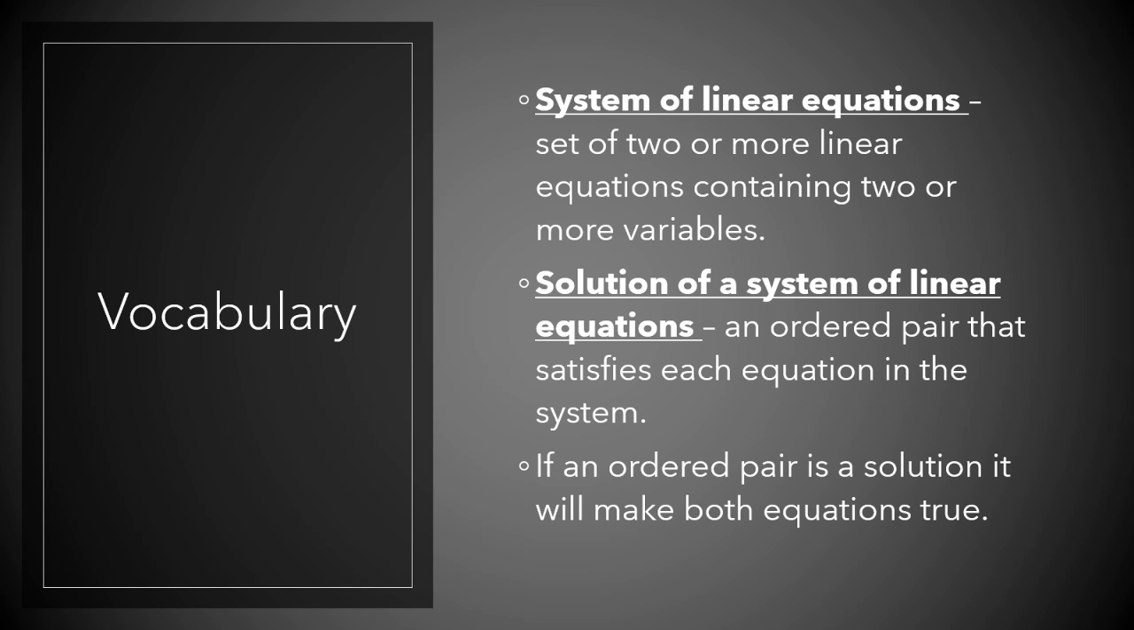The solution of a system of linear equations is an ordered pair that satisfies each equation in the system. So if an ordered pair is a solution, it'll make both equations true. And let's look at what that might look like.